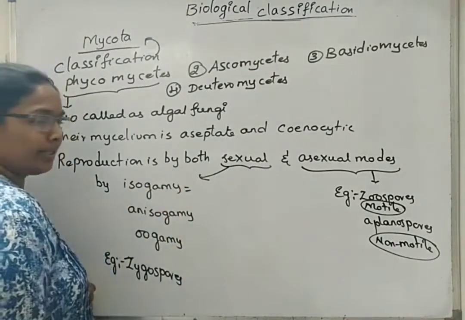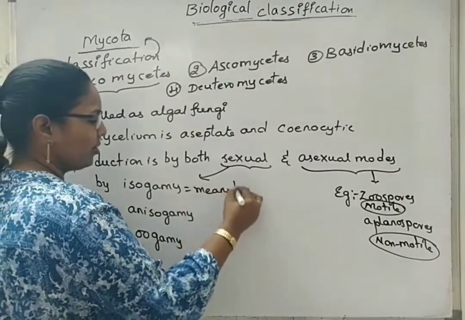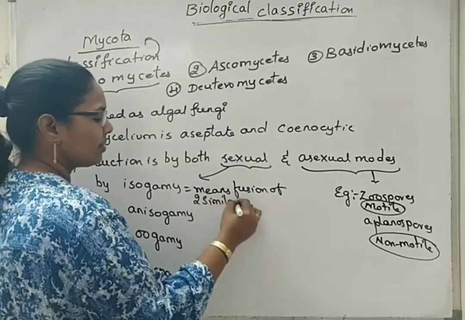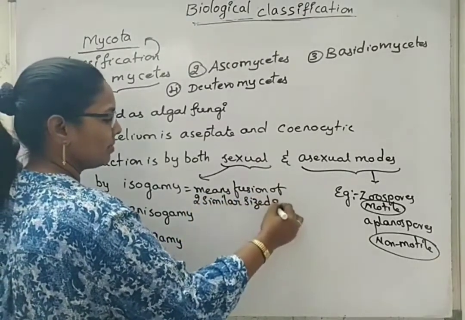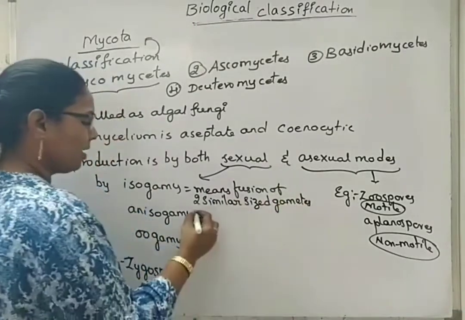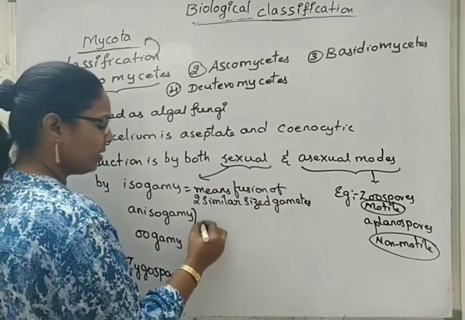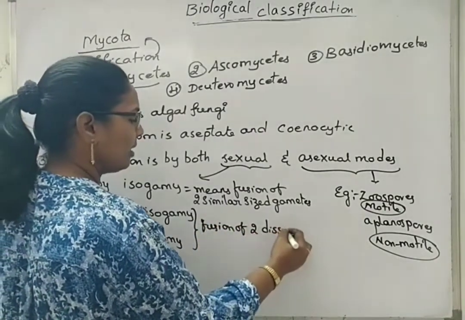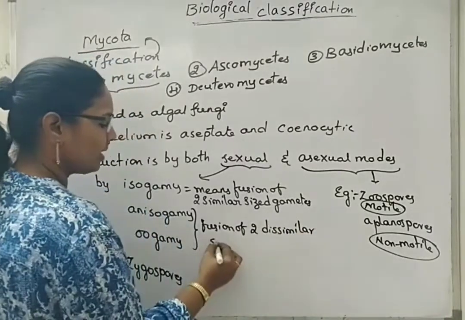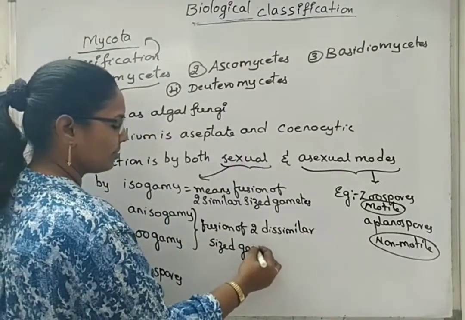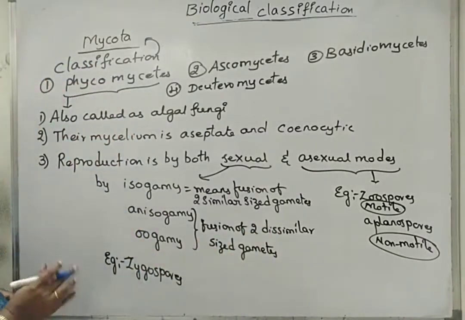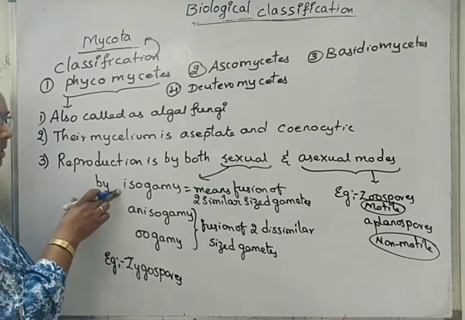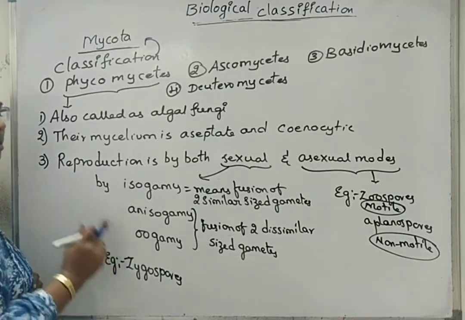What is meant by isogamy? Isogamy means fusion of two similar sized gametes. Under anisogamy and oogamy, we see fusion of two dissimilar sized gametes. So in case of Phycomycetes, sexual forms can be formed. Zygospores can be formed either by isogamy or anisogamy or oogamy.